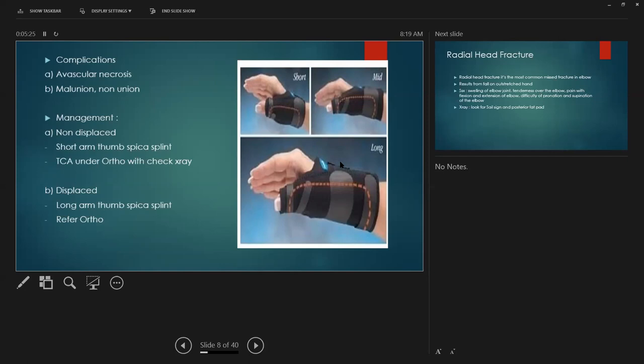Next, we'll move on to the management of scaphoid fracture. It is divided into non-displaced and displaced. For non-displaced scaphoid fracture, we can put on a short arm thumb spica splint and then follow up under ortho to regrow afterwards. For displaced, we have to put on a long arm thumb spica splint and then refer to ortho for further management.